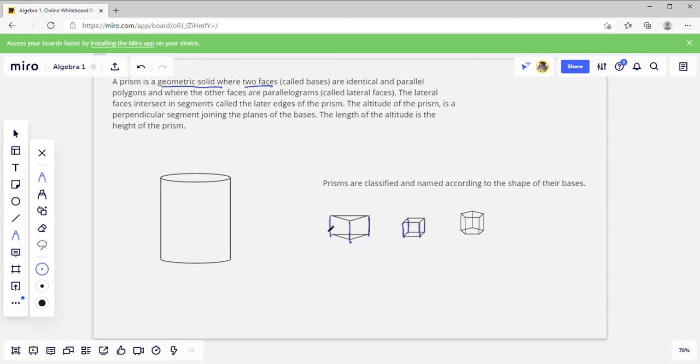The altitude of the prism is a perpendicular segment joining the planes of the bases. The length of this altitude is the height. So we just need a straight line that goes from this base to this base, from there to there. The length of that is going to be your height. And that's called the altitude.